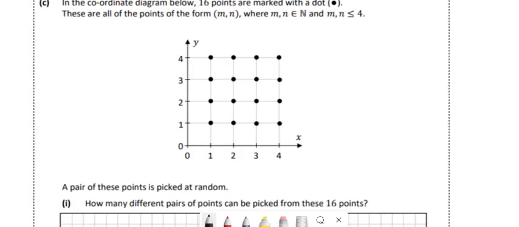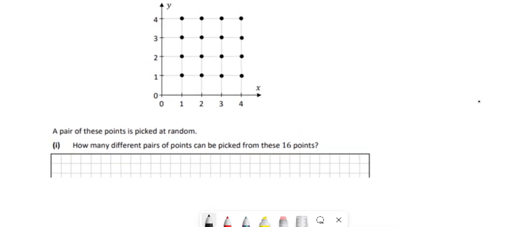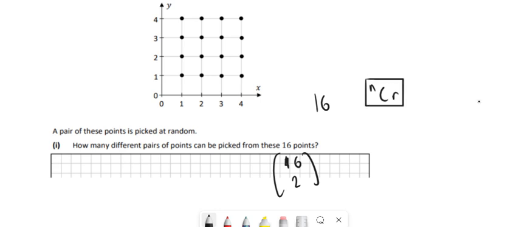Right, part C, there's 16 dots there, and it's how many different ways are there of picking 2 of them. So it's just going to be 16 choose 2. And that's going to give us our answer. So you press 16 on the calculator, then there's an nCr button. That tells you how many combinations there are of n. So 16 choose 2, and we should get 120.